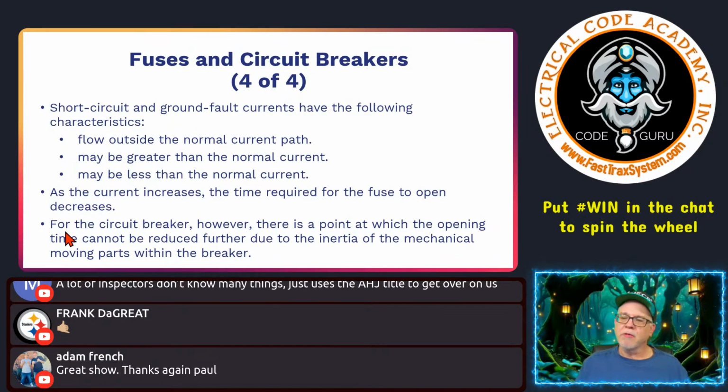Now, for the circuit breaker, however, there is a point at which the opening time cannot be reduced further, due to the inertia of the mechanical moving parts within the breaker. Okay, so there is an actual unlatching point where it's just going to trip off, and that's it, and you're going to have to reset it. Right, so at a certain point, you might have a mechanical trip, and you may have thermomagnetic. But there's moving mechanism, moving parts in there, okay? So there may be a position where you just can't get it down low enough, it's just going to open up.